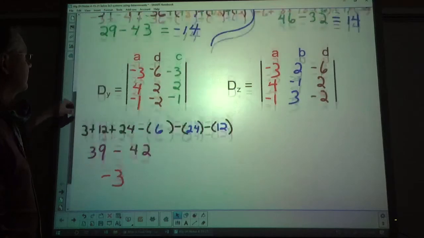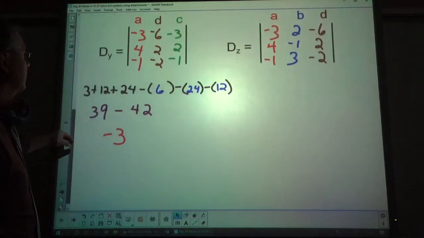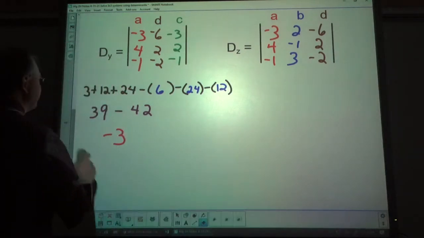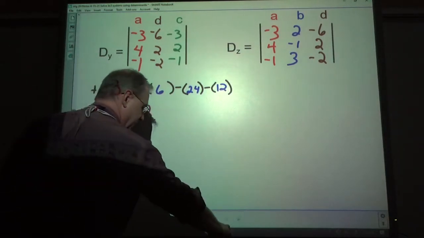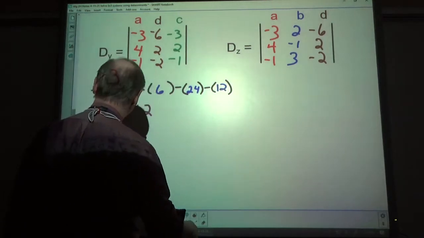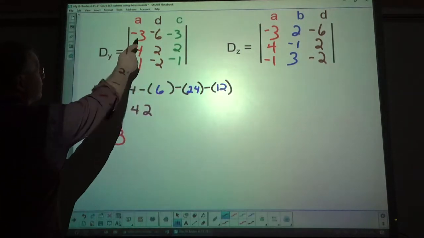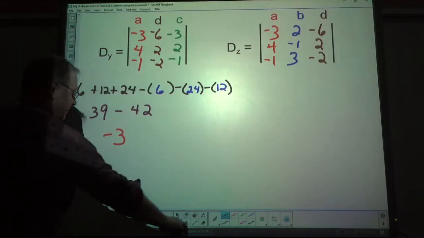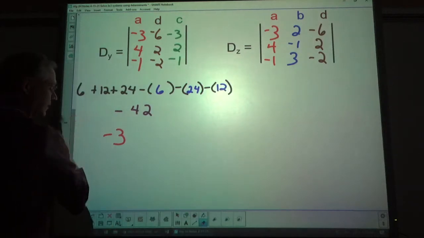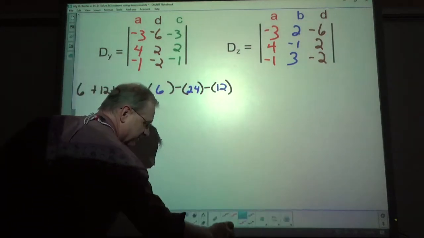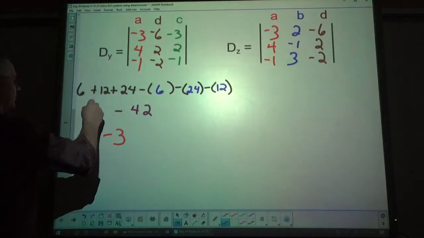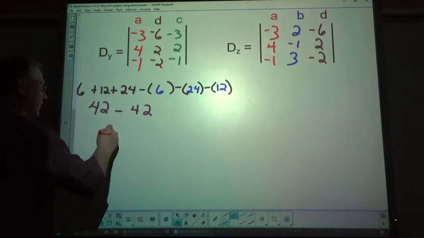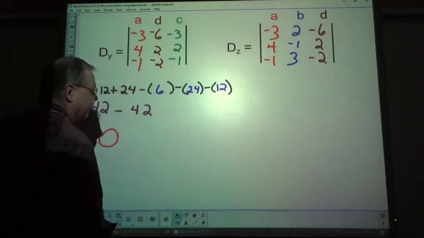I suspect that I might have made an error. Let me just double check. I did make an error. A very simple error. And you have to be very careful because it's very easy to make a simple error. 3 times 2 times 1 is 6. All right, so that puts that at 42, which is a much nicer answer, which makes it 0. Much happier with that.